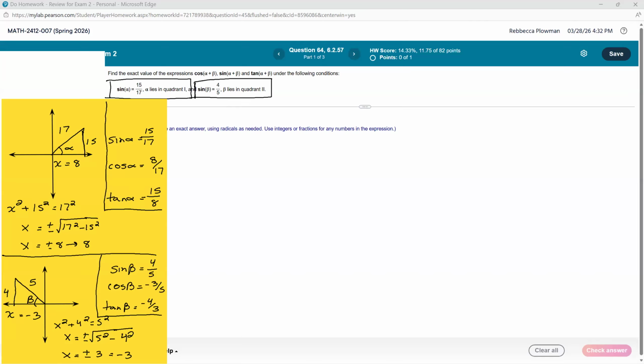So we want to find, sorry, I gotta move some stuff on my screen you guys cannot see, but it's in my way. We need to find cosine of alpha plus beta, sine of alpha plus beta, and tangent of alpha plus beta.